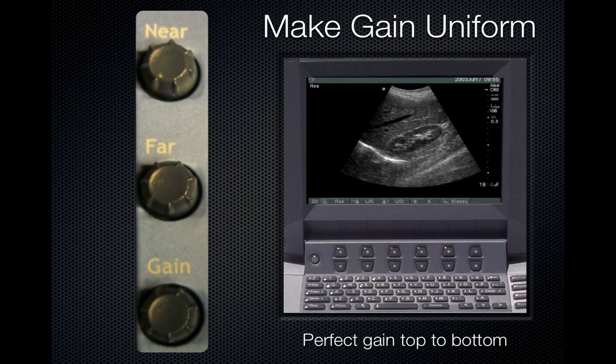Perfect gain top to bottom. This is a great example of the optimal gain, and we often use this view to actually adjust our gain to get us in the right place to start. The kidney and the liver, when they're together, should always appear as such. Here the kidney looks slightly hypoechoic compared to the echogenicity of the liver. In medical renal disease, sometimes the kidneys are more echogenic, but in general, the kidney cortex will appear darker than the parenchyma of the liver.